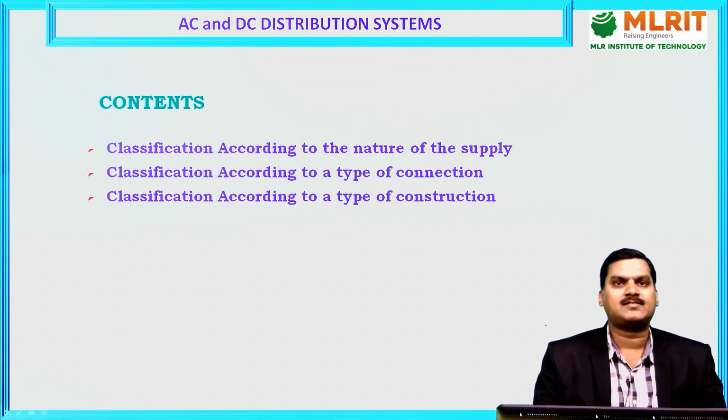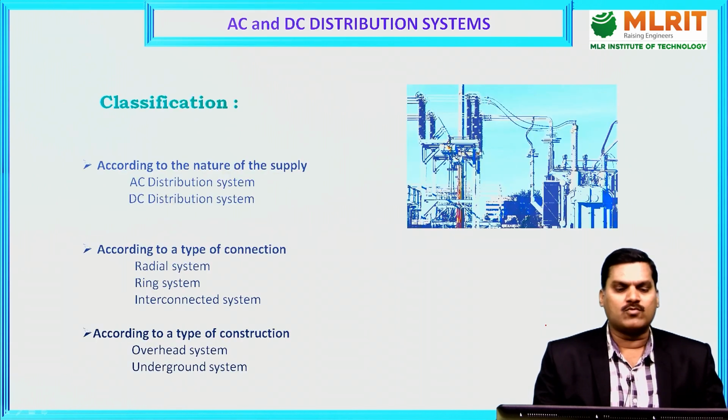Another one is the type of construction of the AC and DC distribution. Based on that also we can classify the distribution systems. So, in today's topic we will discuss classification based on nature of supply, based on type of connection, and based on type of construction. At the foremost, let us consider the nature of the supply. In real time there are two types of distribution by the nature of the supply, that is AC distribution and DC distribution.